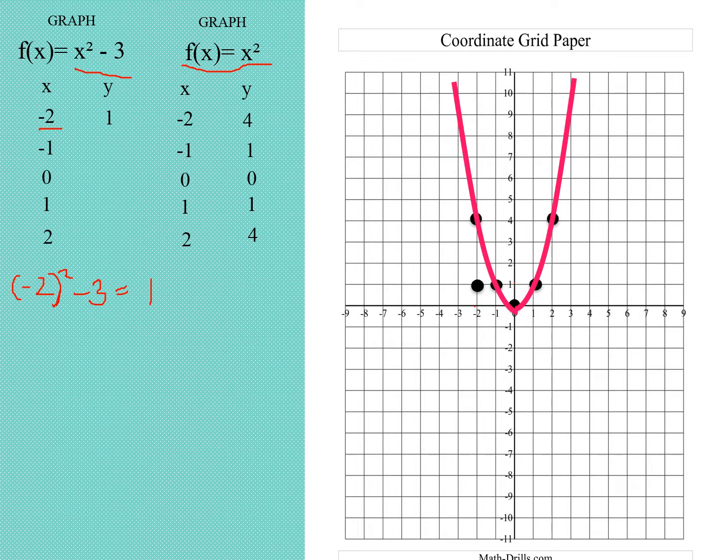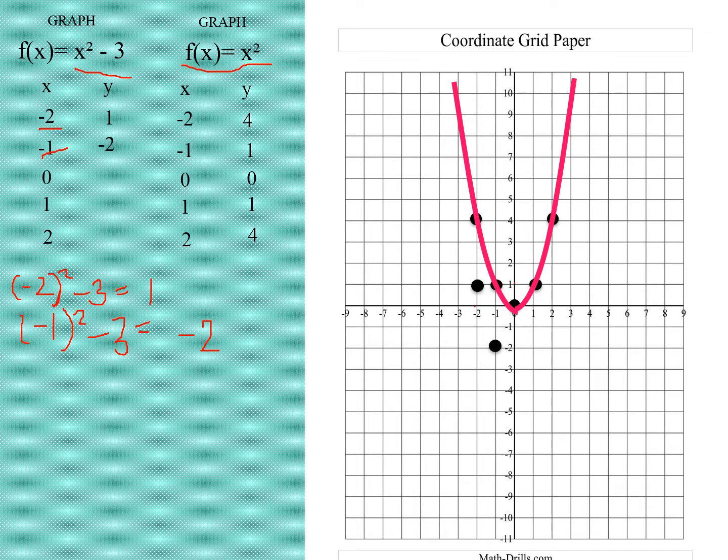Next, what about when our x is negative 1? So, we have negative 1 squared minus 3. So, we have negative 1 squared will be positive 1, minus 3, it will become negative 2. Okay, so our y is negative 2, then our dot or our point is there.